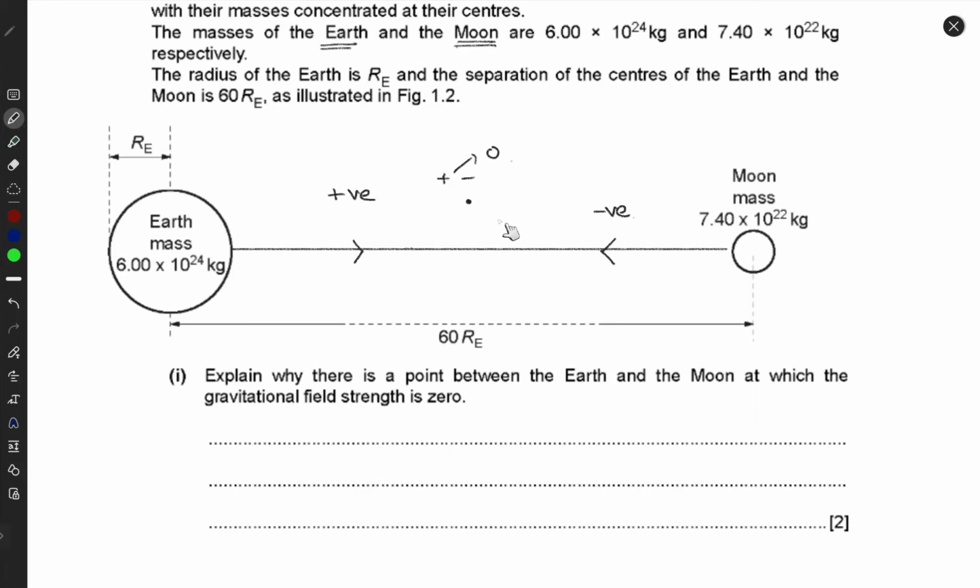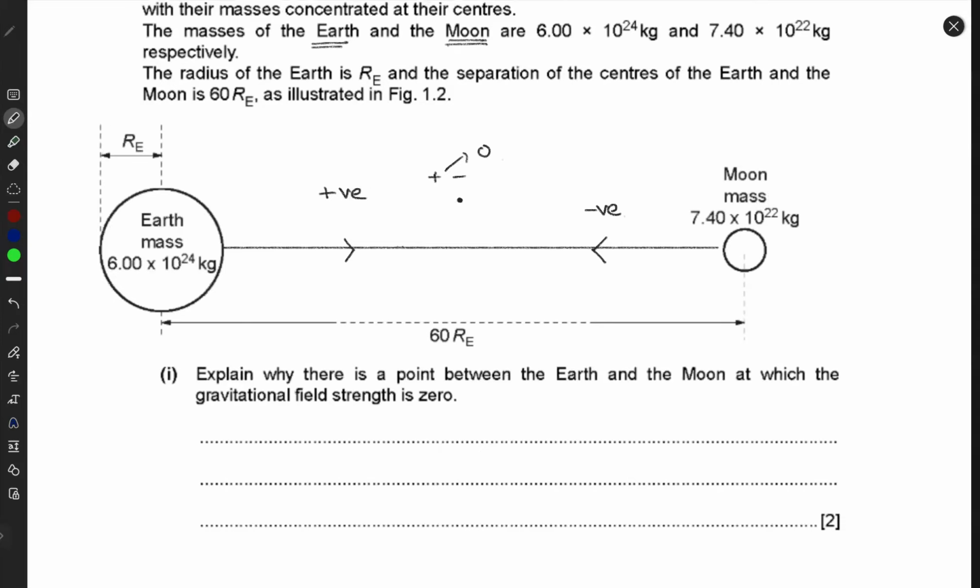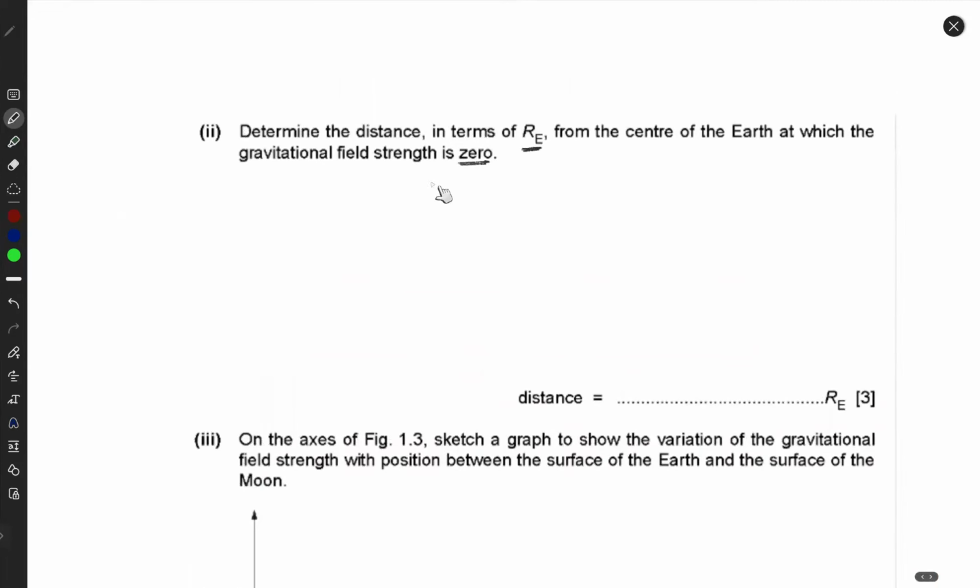So any idea how would we go about this problem? We need to find the distance of this point, in terms of the radius of the Earth, from the center of the Earth. So how will I do this thing? Where the gravitational field strength is 0. We'll use this same knowledge. You can use the knowledge of force, or you can use the knowledge of gravitational field strength. You defined it in this way, that the forces are equal and opposite, right?